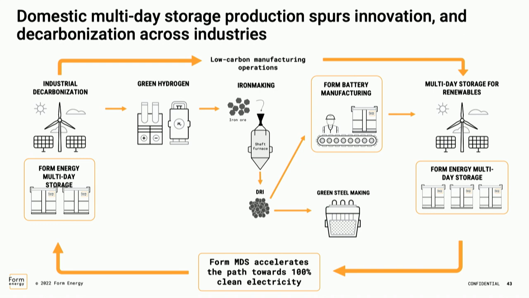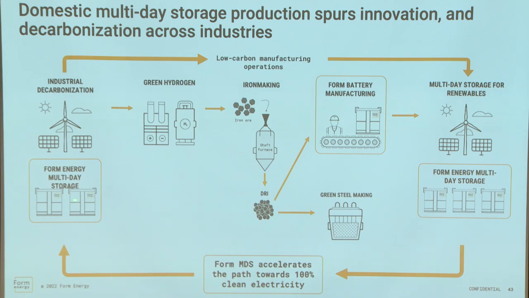So it's a complicated flywheel chart. I'm going to just talk about it going around. So we talked about multi-day storage providing firming of renewables, so to make renewables reliable and low cost, so I can have electricity that is carbon-free and available all year round. If I can use that to then make green hydrogen, and by running my electrolyzers all the time rather than just when the sun is shining, I have a shot at making lower cost green hydrogen.